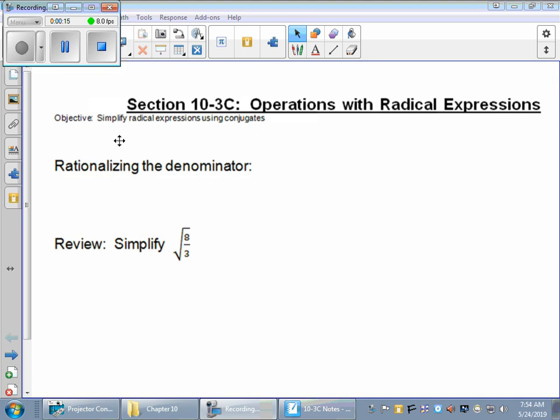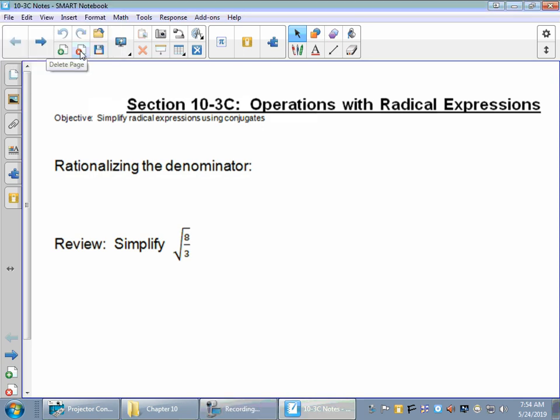All right, 10.3c, operations with radical expressions. The last day of 10.3 here today, operations with radical expressions. We're going to simplify them, and we're going to use conjugates, which is a new term that you're maybe not quite familiar with, but we will get familiar with it. So operations with radical expressions, continuing on with that.